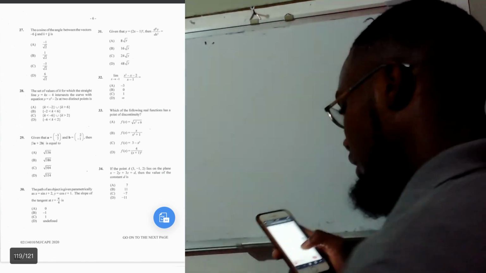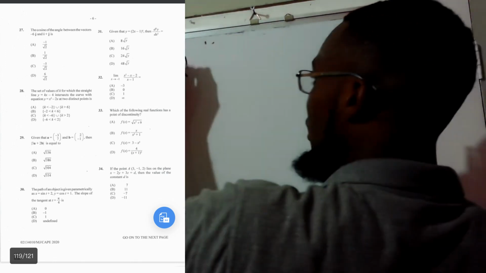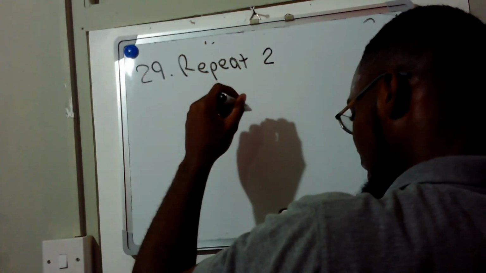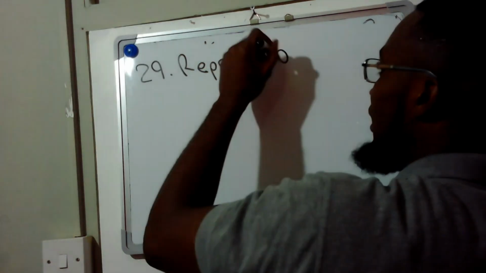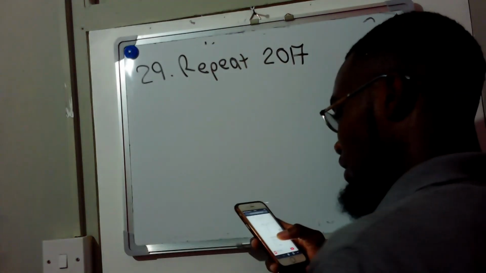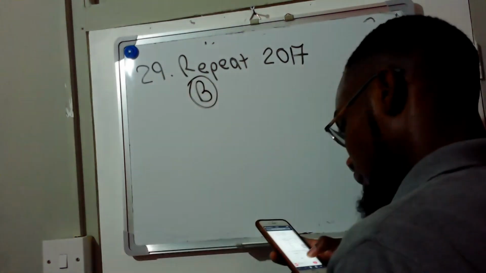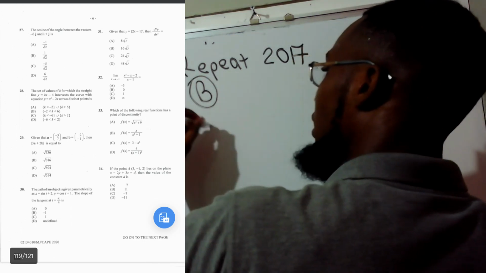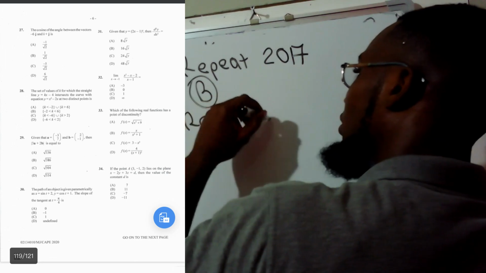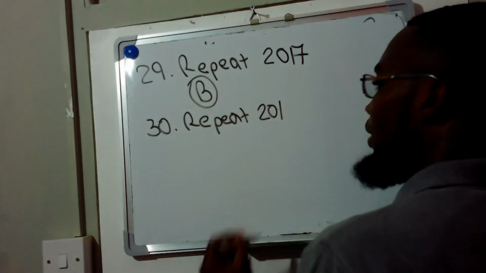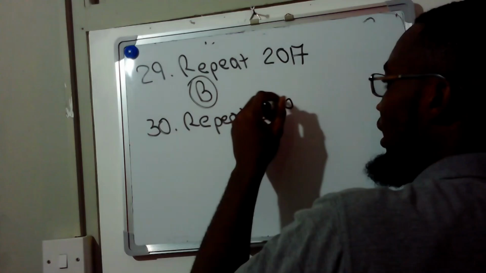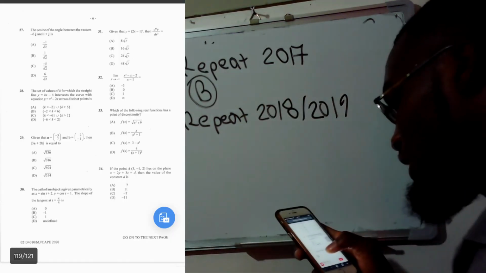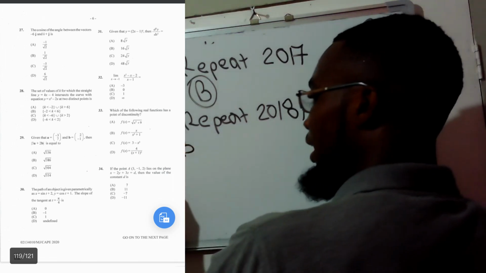Number 29 is a big repeat. Repeat from 2000 and, I don't remember, I think 17. But no, it's a repeat, it's option B. Number 30 is a repeat from 2018 or 2019, it's one of them. Don't remember which one. But I know number 30 is B.